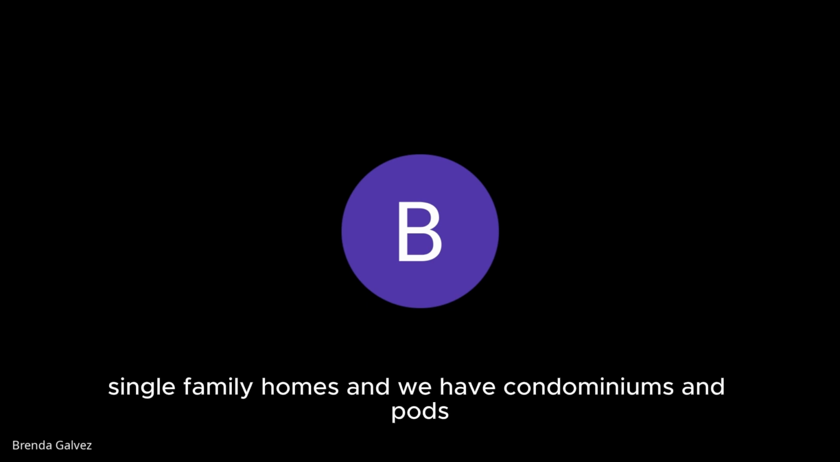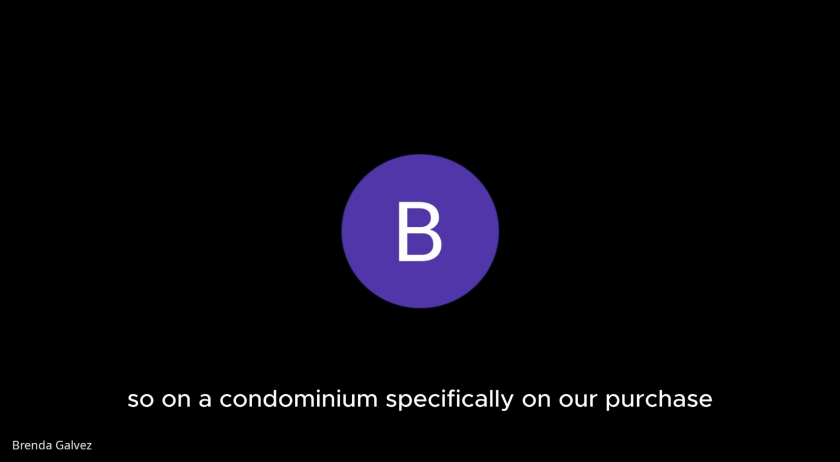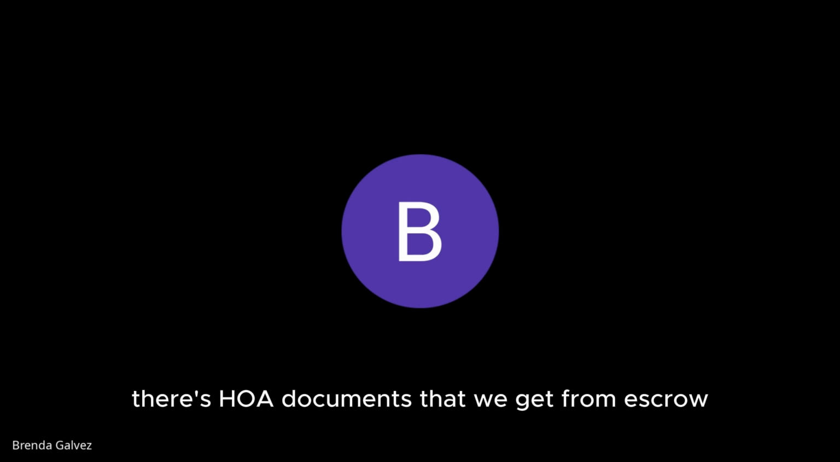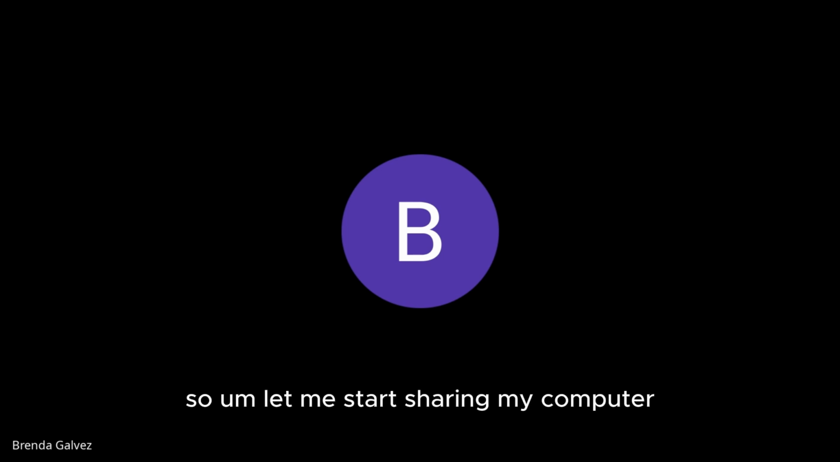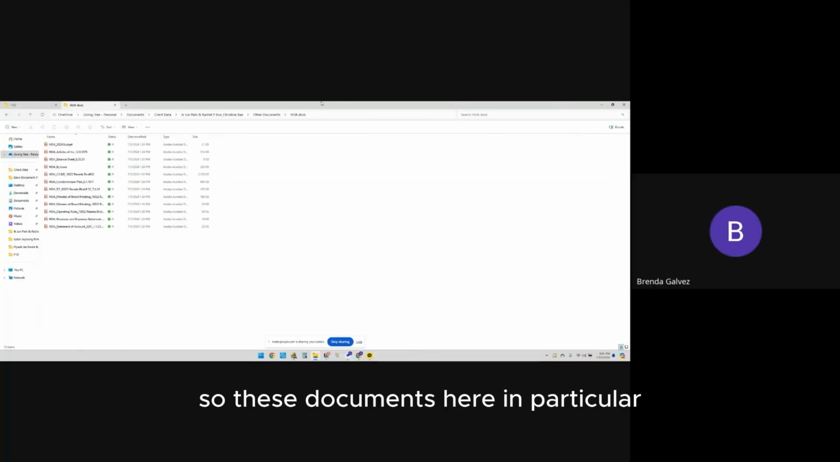And get started. I don't know if you've actually already worked on an HOA property. So you know how we have single family homes and we have condominiums and PUDs. So on a condominium, specifically on a purchase, there's HOA documents that we get from escrow. So let me start sharing my computer. So these documents here in particular, we do get them from escrow.